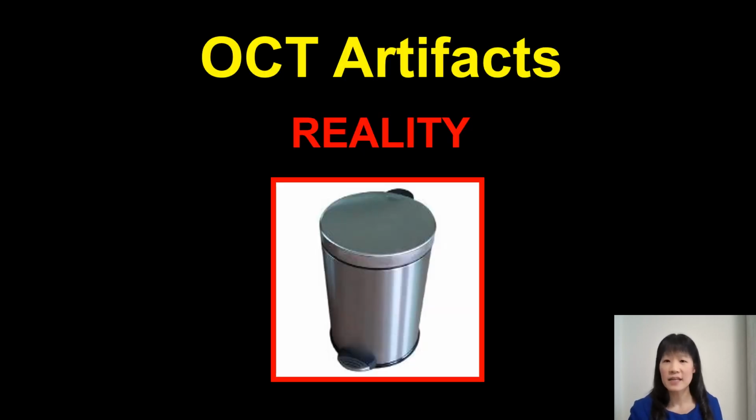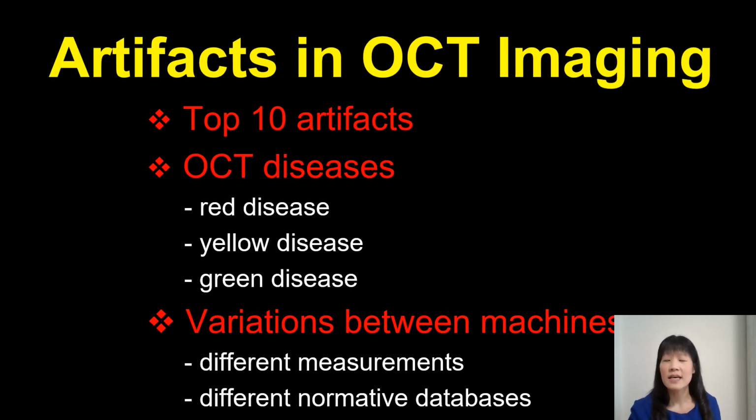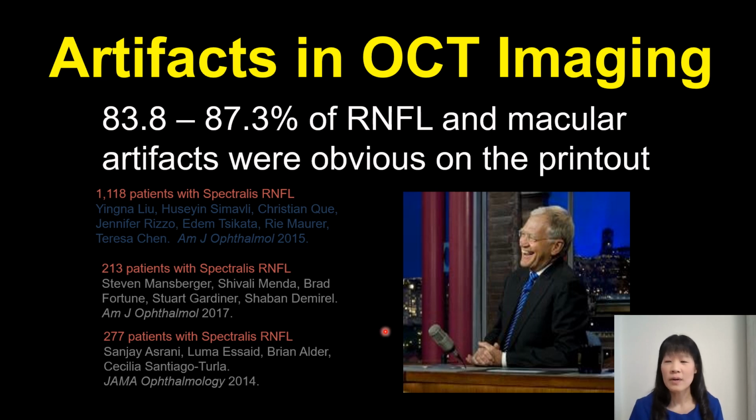So the reality of it is we need to have the strength in the clinic to throw out the OCT scan if we notice these 3 buckets of OCT problems. I'm going to go over the top 10 artifacts in OCT in glaucoma, I'm going to go over OCT diseases, and I'm going to go over the issues when your patient switches from OCT machine to OCT machine. So the happy thing about OCT imaging artifacts is that most of the time, over 80% of the time, we can tell if there's an artifact if we take the time in the clinic to look at the printout.